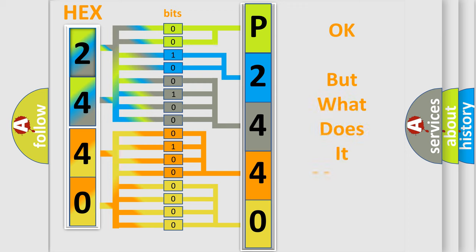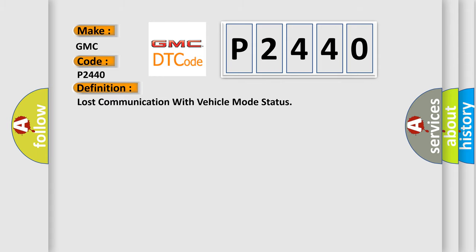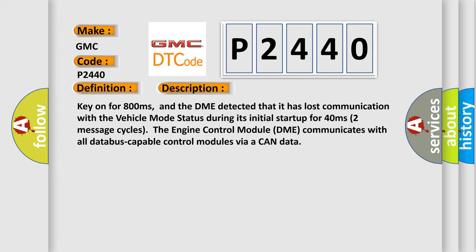The number itself does not make sense to us if we cannot assign information to what it actually expresses. So, what does the Diagnostic Trouble Code P2440 interpret specifically for GMC car manufacturers? The basic definition is lost communication with vehicle mode status. And now this is a short description of this DTC code.